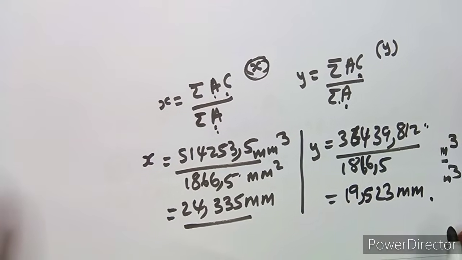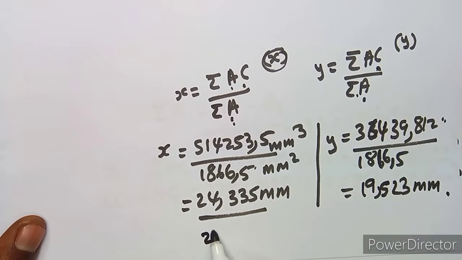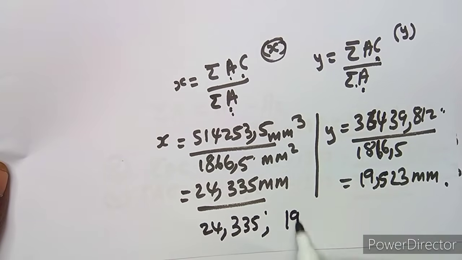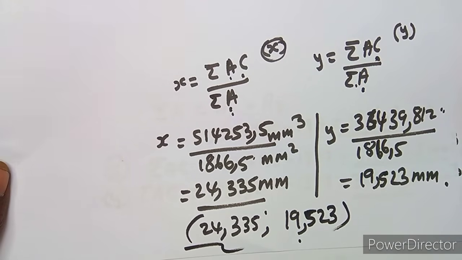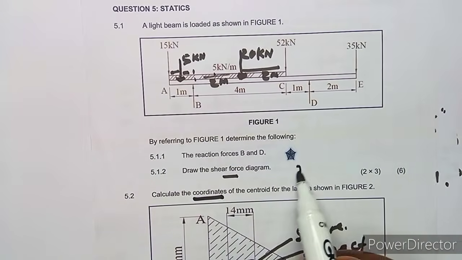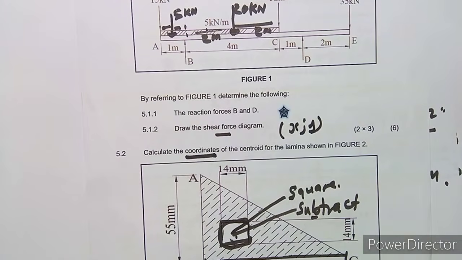So take note, this is a point of x and y, so remember it's going to be written as a point, which is 24,335 and 19,523. All right, something like that. So this is our centroid, because the question was asking us to calculate the coordinates, which means you're talking of x and y of the centroid. So take note, when there is something like that, you subtract. So that's the concept there.